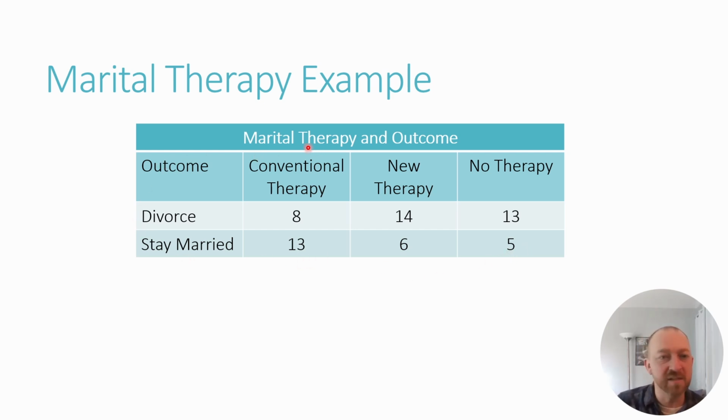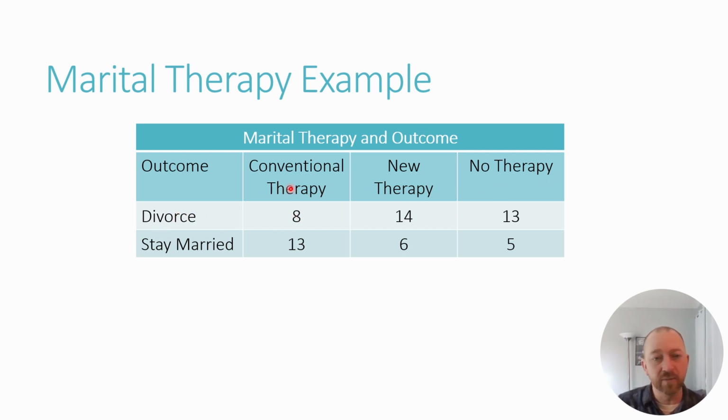Now, in this made-up example, what we've done is we've taken 3 different categories of marital therapy. We're trying the typical conventional marital therapy for couples who are considering divorce, a new therapy that this researcher has come up with, or whatever this theorist or clinician has come up with, and then couples who didn't receive any therapy. And we're trying to see if there's a difference in the likelihood of getting divorced or staying married, depending on which therapy you received, of course.